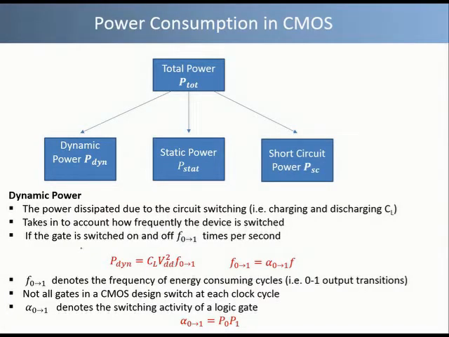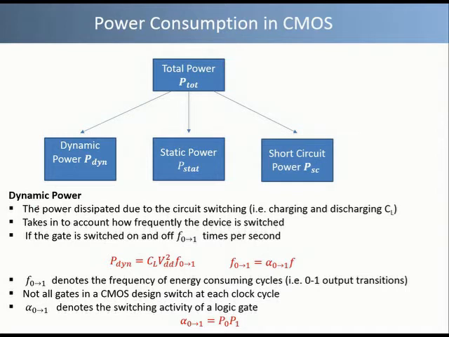Let's talk about the total power consumption in CMOS circuits. The total power is distributed into 3 types of power consumption. Number 1, the dynamic power. Number 2, the static power. And number 3, the short circuit power.